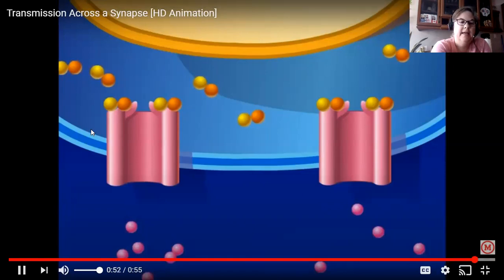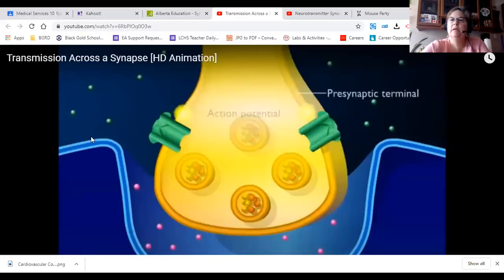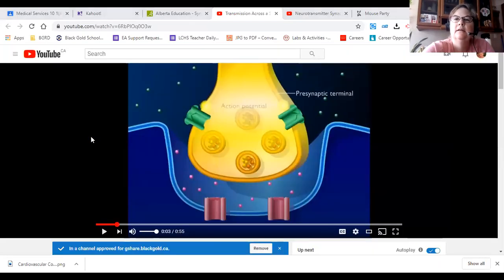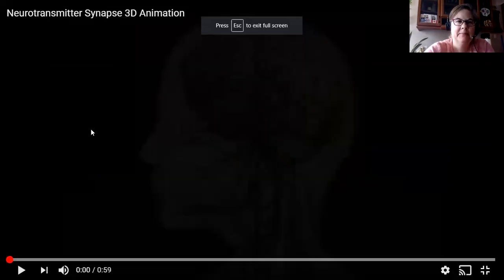All right, next we have Synaptic terminal. Next we have one more video here, and this one is my most favorite one. It's just a really good illustration of what happens with a neural transmission. Okay, so it's a nice 3D model here. So we'll just get this out of the way here.